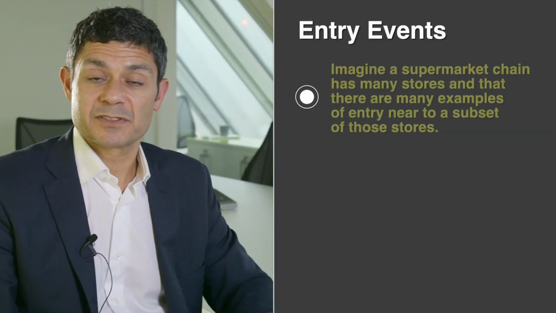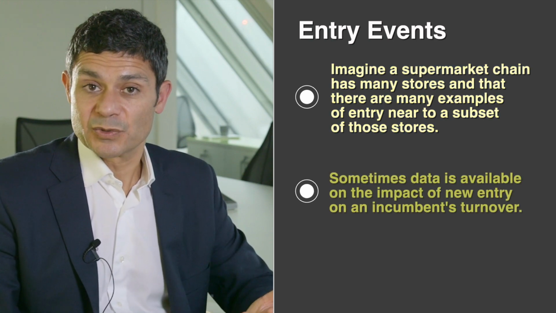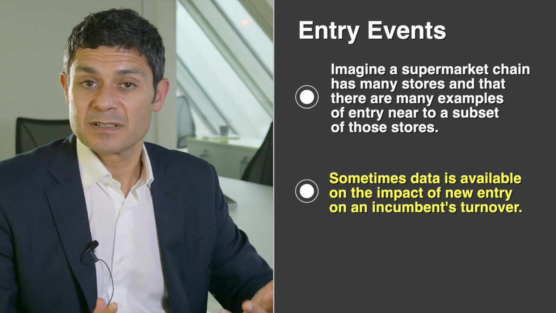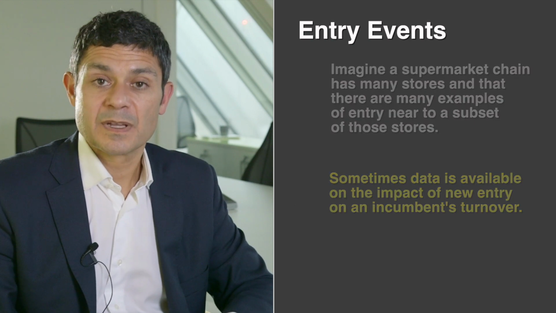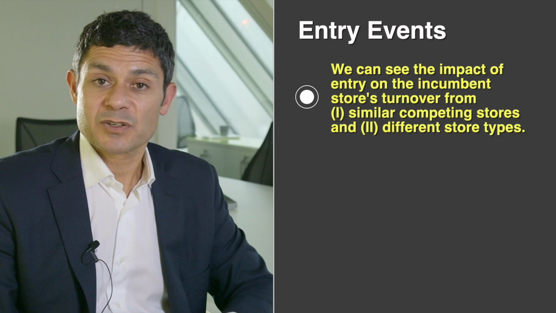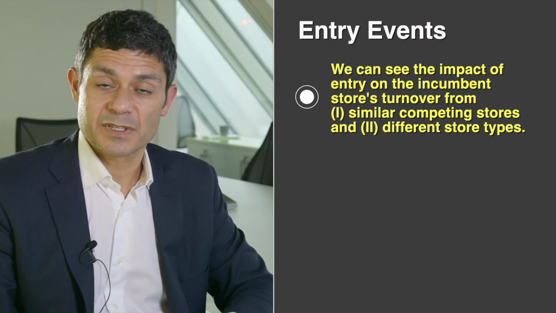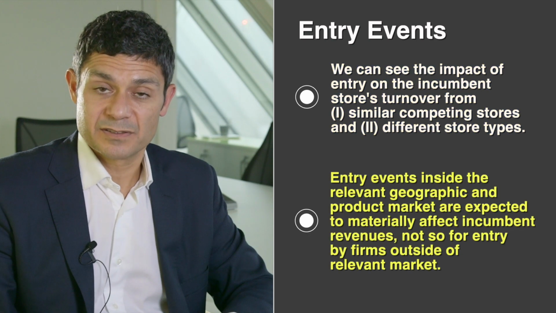Now we're going to talk about entry events and how they may generate useful information for defining relevant markets. Suppose there is a retail chain, for example a chain of supermarkets, and suppose that there are many stores and each of these stores have experienced some form of entry against them. So we have a large data set of entry against the incumbent supermarket stores. What we can do is observe how close a similar store needs to be before it has an impact on the incumbent store's turnover. That allows us to shed light on the geographic market definition.